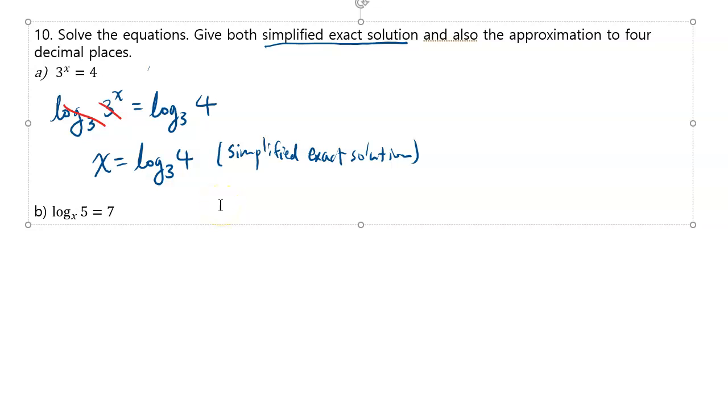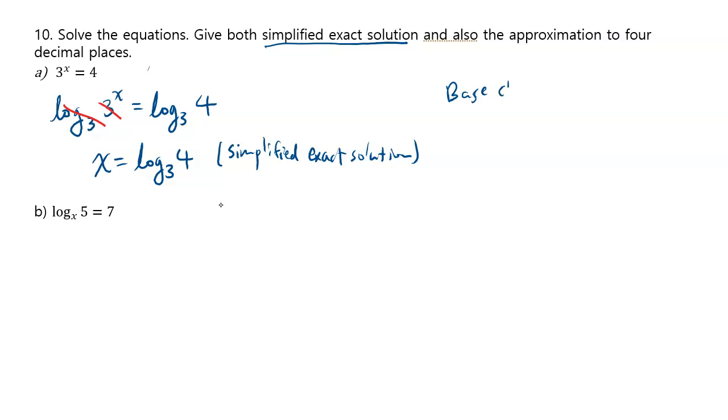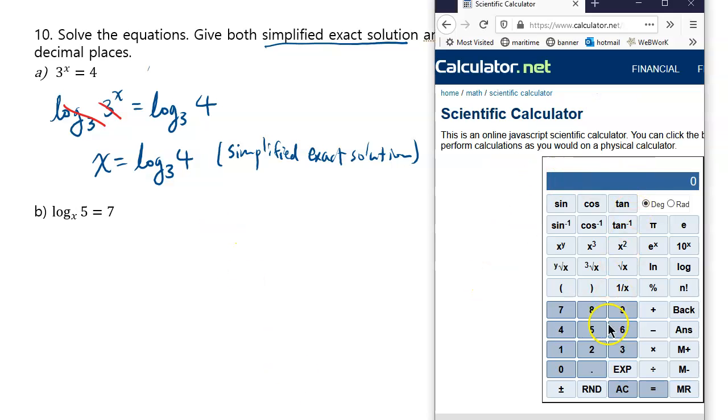The base change formula says, let me write it here, the base change formula allows us to compute log with any base like 3 here, even if the calculator does not have log with base 3. It says this is the same as log base 10 of 4 divided by log base 10 of 3. So all you have to do is to calculate log of 4 and then divide by log of 3.